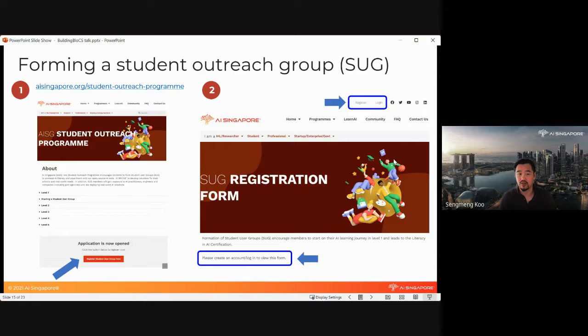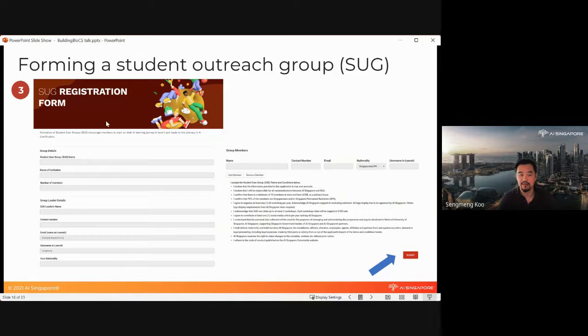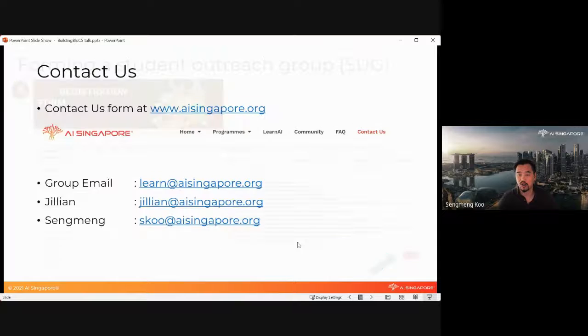But today, if you just Google Student Outreach Program, you will see the website. You scroll below, and you'll see this application is open. When you go inside, if you are not logged in, you need to create a Learn AI account. Then the person will just need to fill up 10 names and submit, then we will take care of the back end.